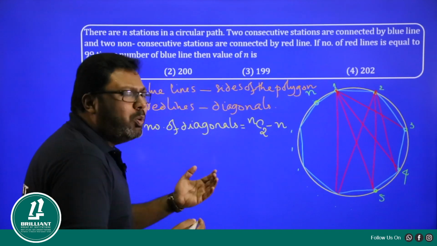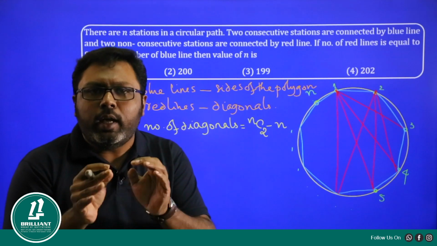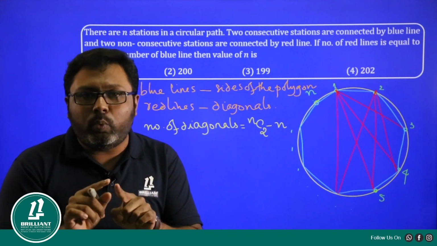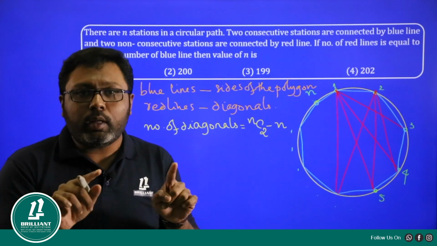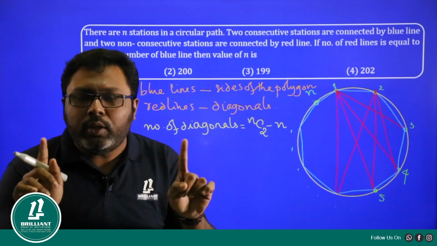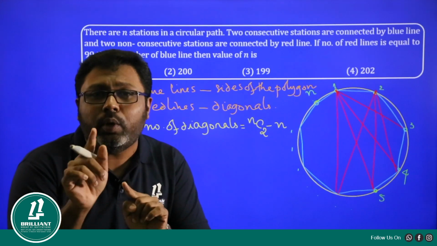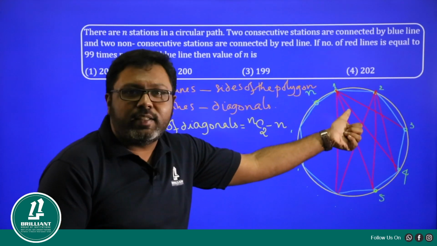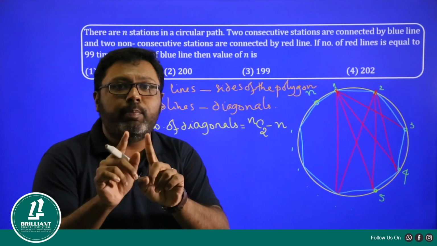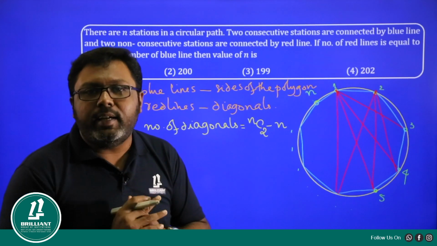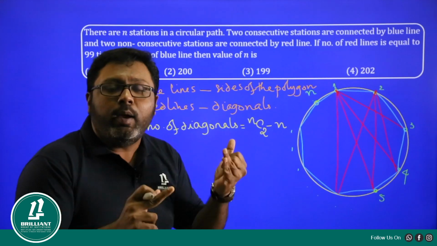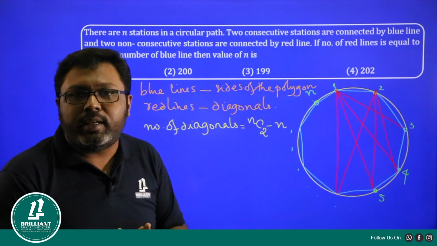NC2 minus n. How do I get this? NC2 is the number of combinations or number of lines that can be formed between 2 points from a collection of n points. Because to form a line I need 2 points, but that would also include what? The adjacent sides, the sides of the polygon. So I don't want that. So that will be subtracted as the number of sides n. You will have n sides in the polygon. So NC2 includes the diagonals and the sides of the polygon, but I want only the diagonals, so I say NC2 minus n.